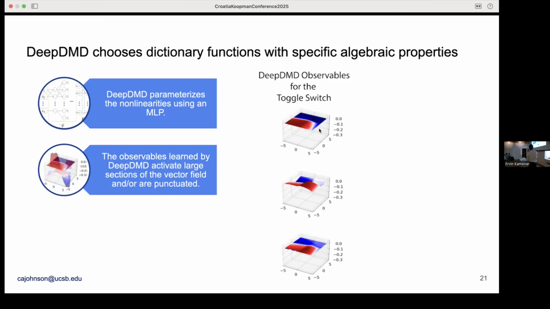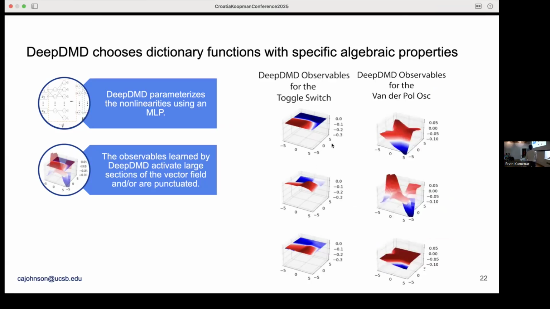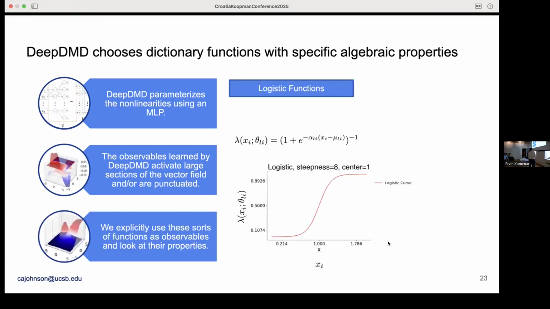First and foremost, for the toggle switch, you can see the dictionary functions here plotted that are learned by deep neural nets. And secondly, for the Van der Pol oscillator, here are some of the functions that are learned. This one actually looks like a combination of radial basis functions, so we haven't studied that kind of function yet. But both of these here all have elements of the RBF.